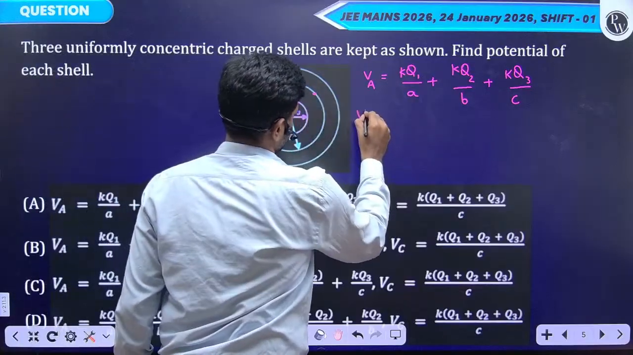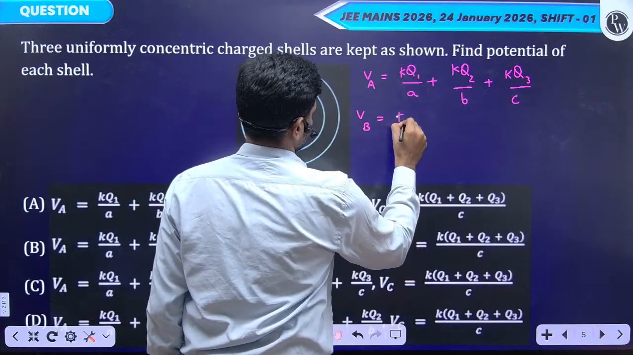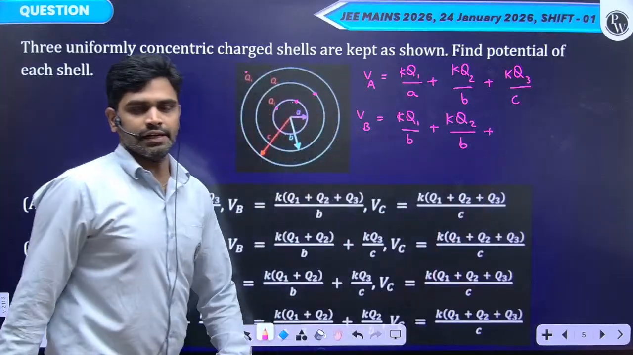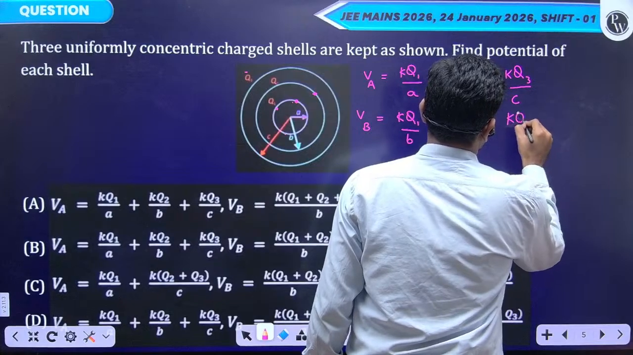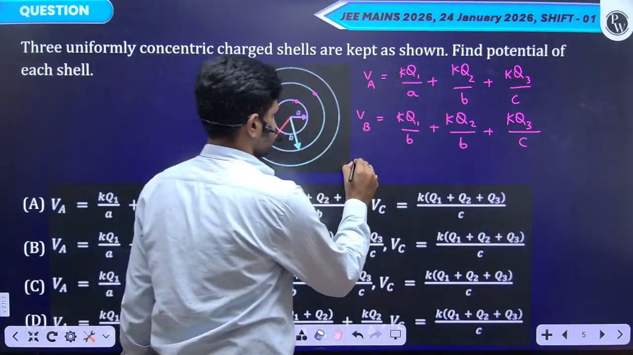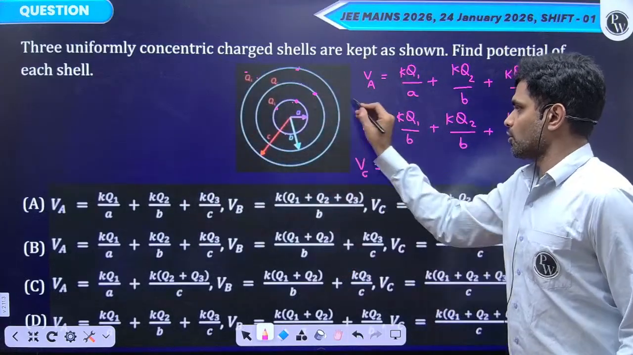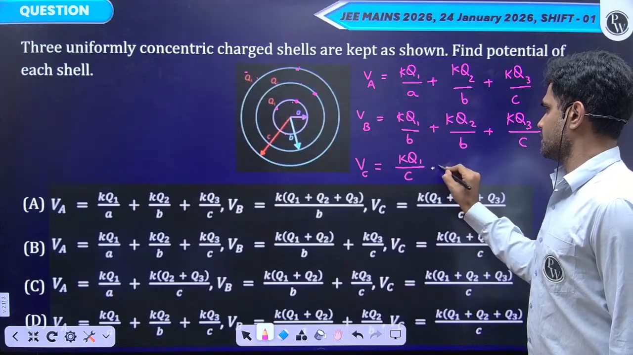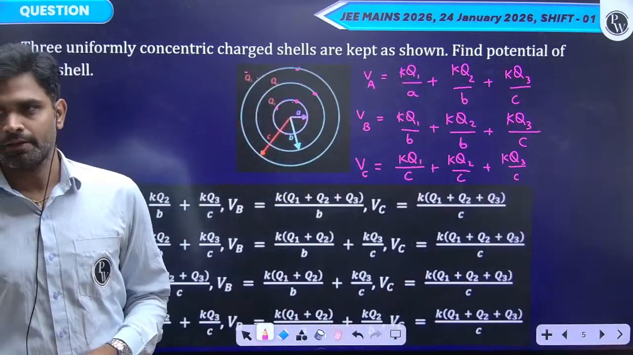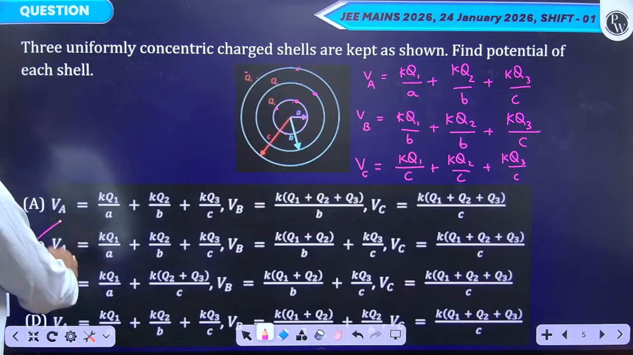Next, if you take VB, it will be an outside point for Q1, so KQ1 by B, and it is a surface point for Q2. Inside and surface have the same constant potential. For Q3, this point is an inside point, so we have to take the full radius. Last one we are left with is VC. This point is an outside point for all of them. You can directly use the formula KQ by small r: KQ1 by C, KQ2 by C, and KQ3 by C. So which option is matching those? It will be, I think, option B. B option is matching.